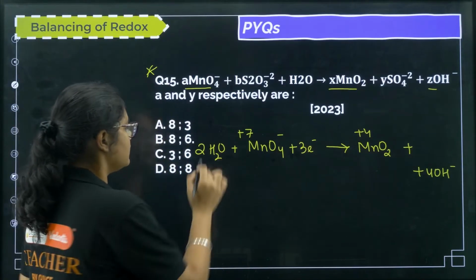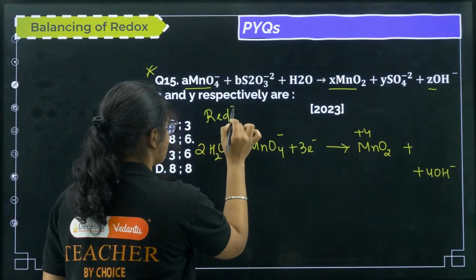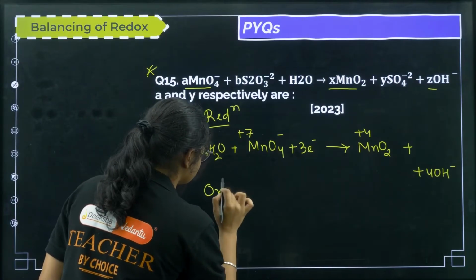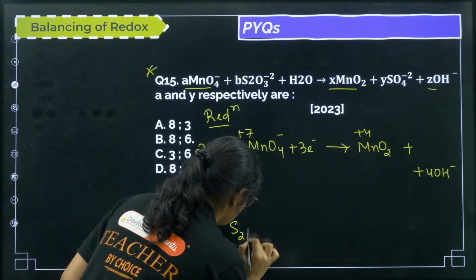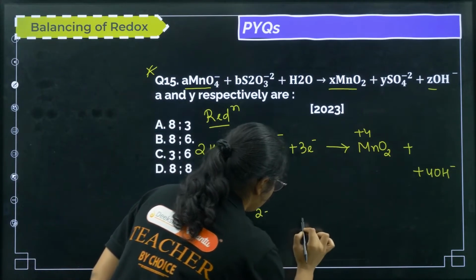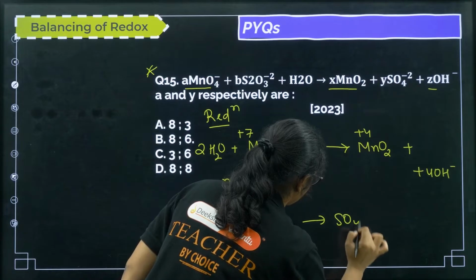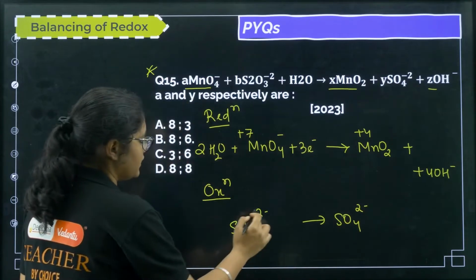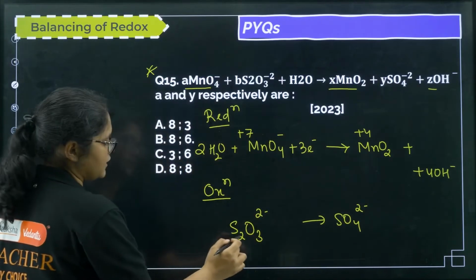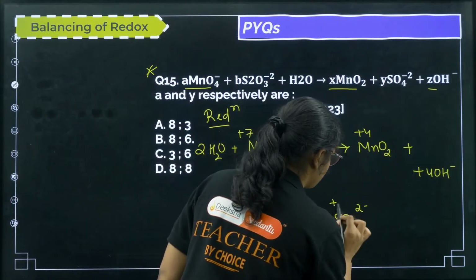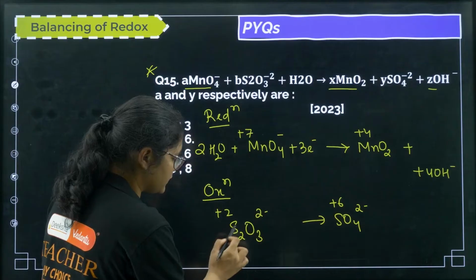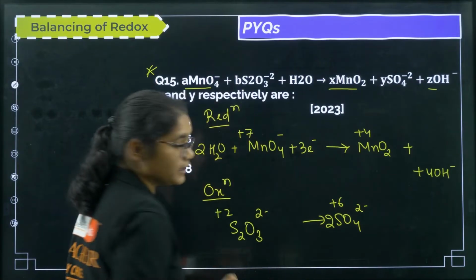So this is for the reduction half of the reaction. Now let us talk about the oxidation part of the reaction, that is S2O3 2 minus, giving you SO4 2 minus. If you calculate the oxidation state of sulfur here, I think it is +2, and here it is +6, right. Next you see here there are 2 sulfur, so you should make it 2 sulfur.